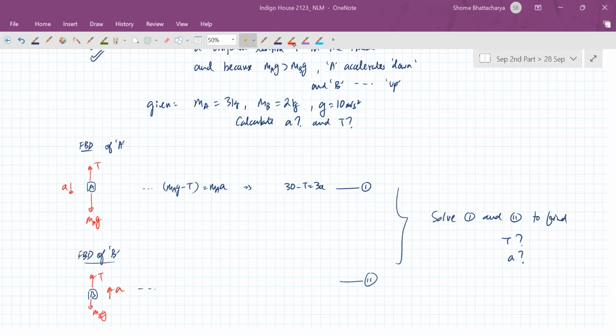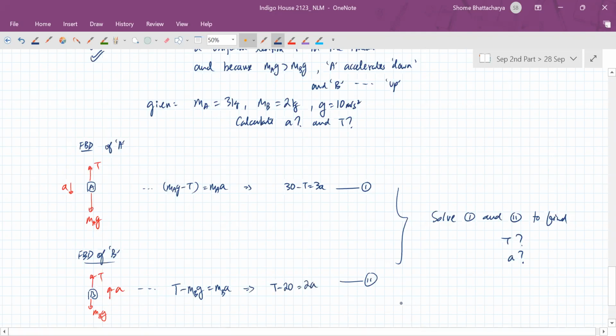Okay. So because this is accelerating in the upward direction, we have to take the net force in the upward direction. So T will come with a positive sign and the weight of B will come with a negative sign. And that is equal to mass into acceleration. So this equation numerically becomes T minus 20 is equal to 2A.